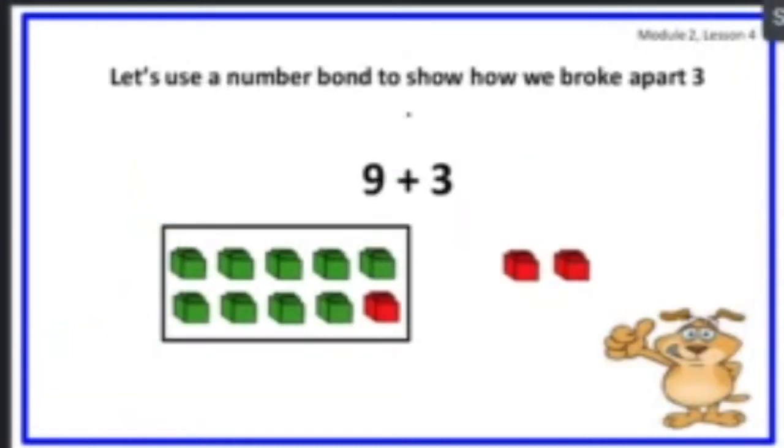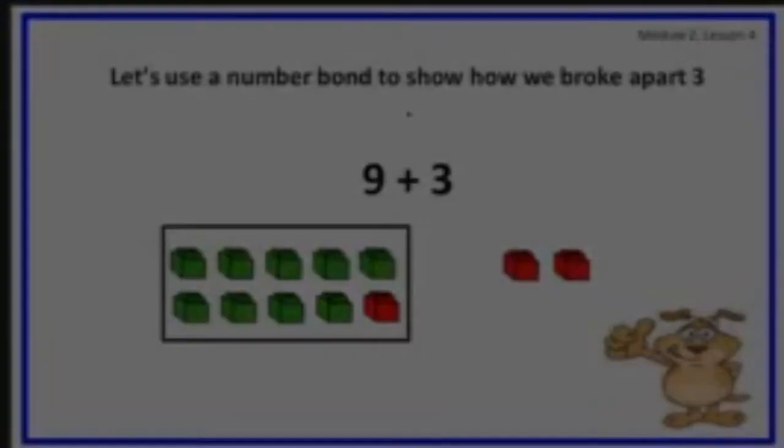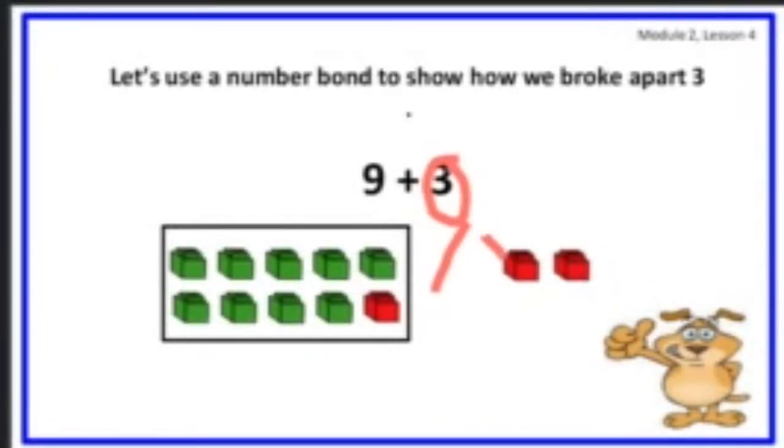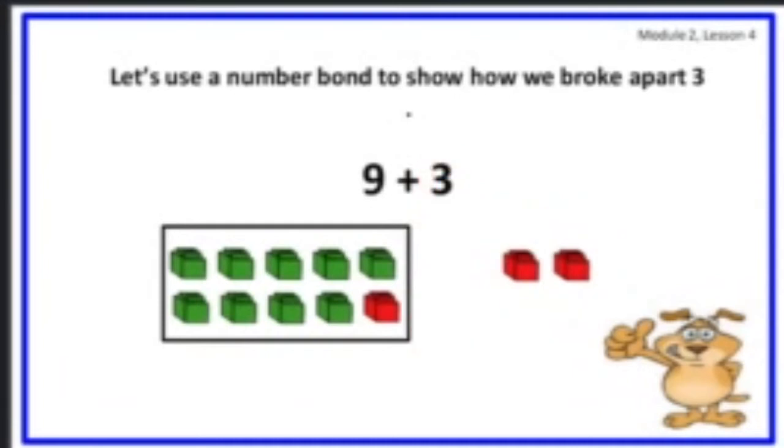So let's use a number bond to show how we broke apart 3. That would be 3. Ready? 3. Having 1 as the first part and 2 as the other part. So we broke apart 3. We took down 1 to join the 9 just to make 10. Just to make what? 10. Very good. Alright, over to the next.